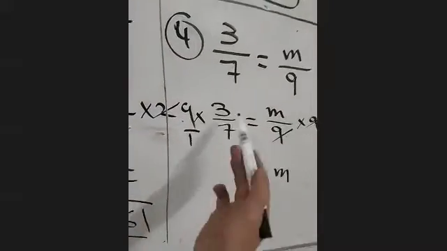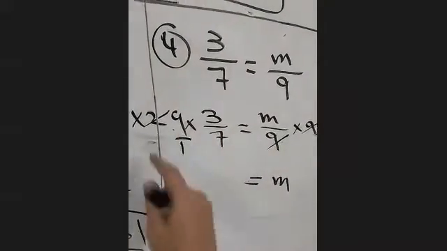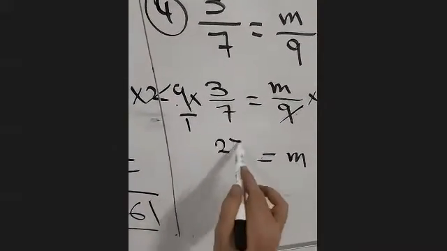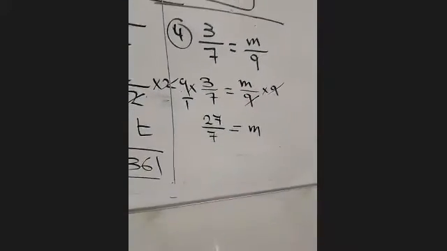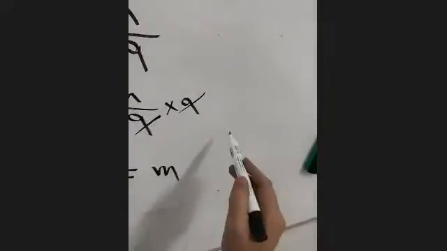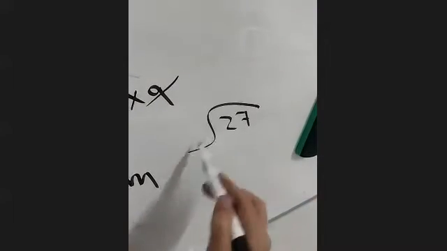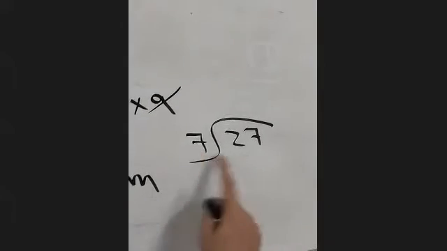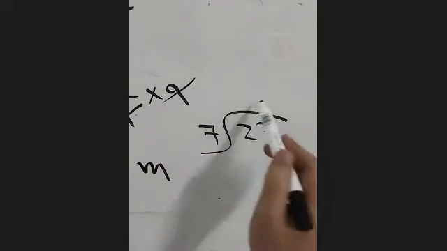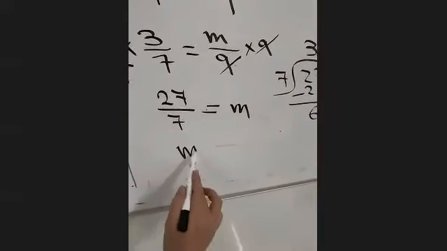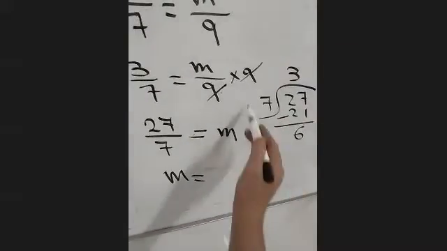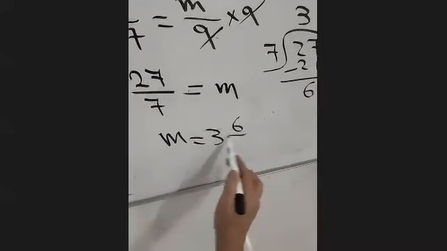Now here over 1 and do multiplication of fractions. 3 times 9, 27. And 7 multiply 1, 7. Now 27 over 7, make long division to turn it to a mixed number. 27 divided by 7 is 3. 3 times 7, 21. Subtract, 6. So m equals 3 and 6 over 7.